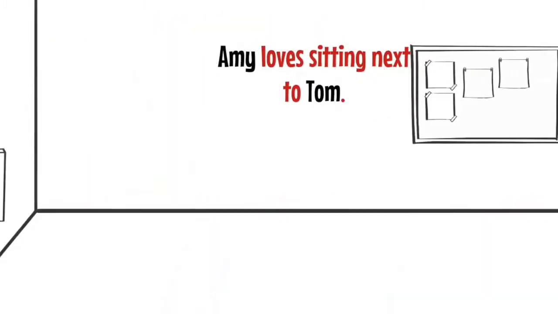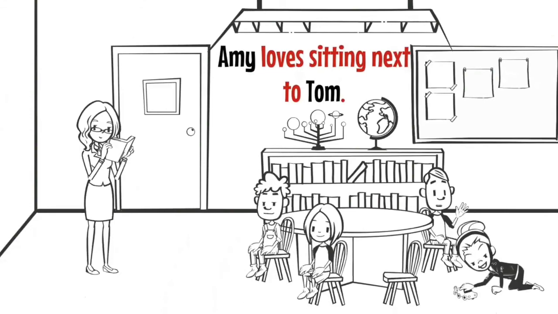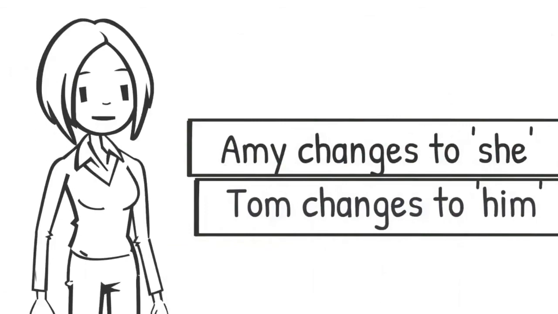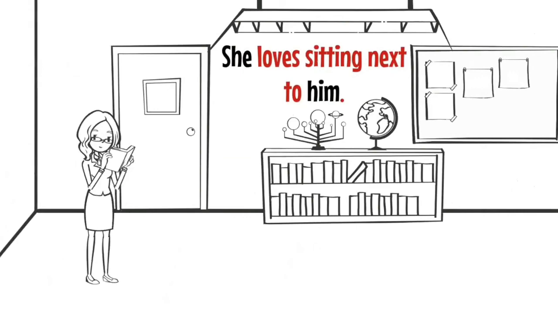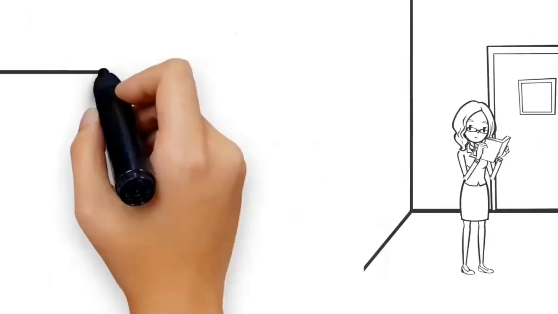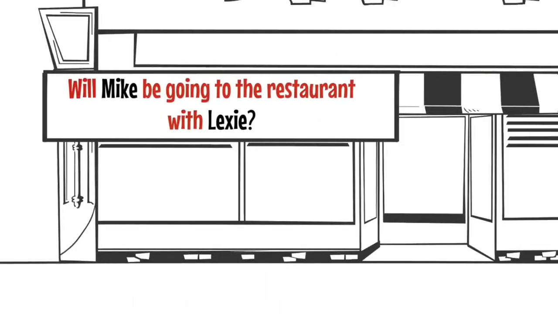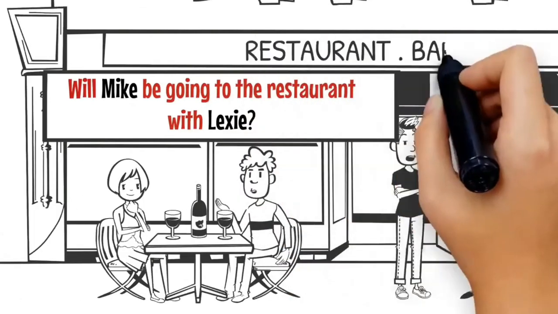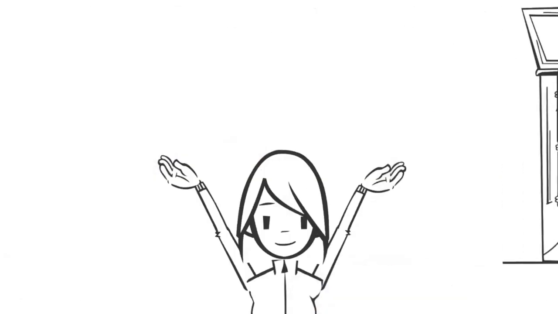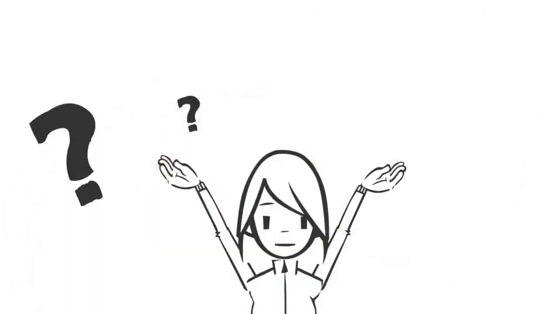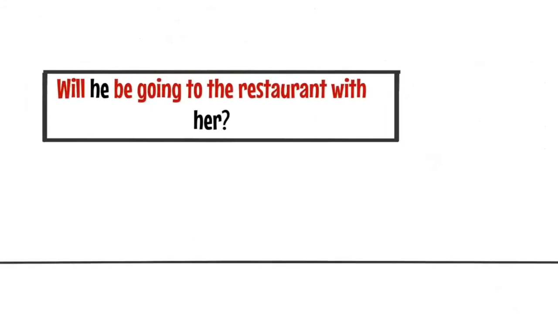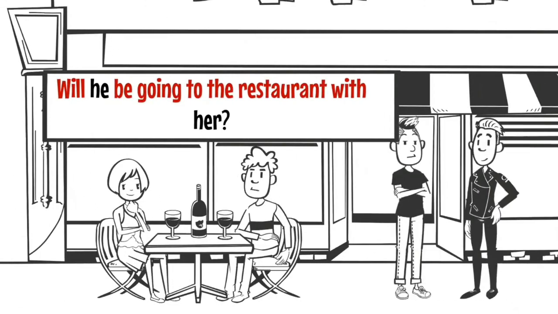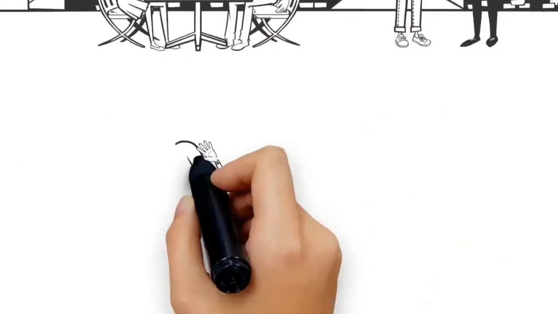Amy loves sitting next to Tom. Now if Amy changes to she and Tom changes to him, then the sentence becomes she loves sitting next to him. Now for the last sentence, will Mike be going to the restaurant with Lexi? Now, one last time, what happens when a noun is removed? You're right, now the sentence will be, will Mike be going to the restaurant with her?